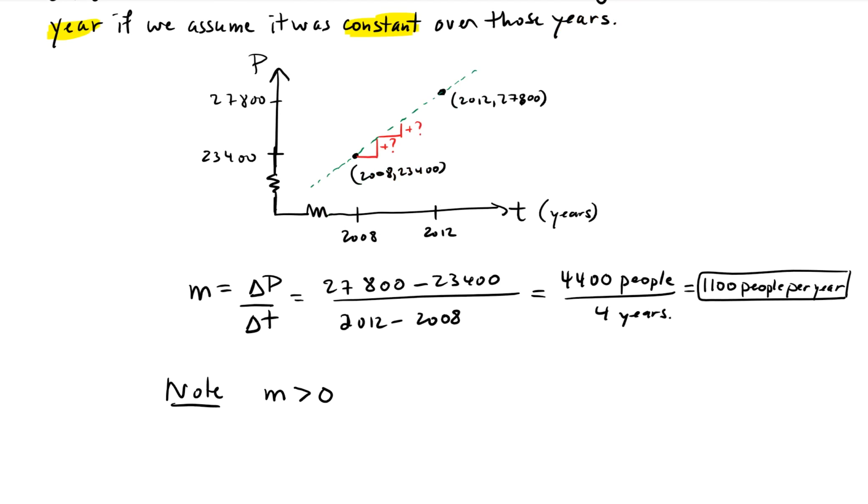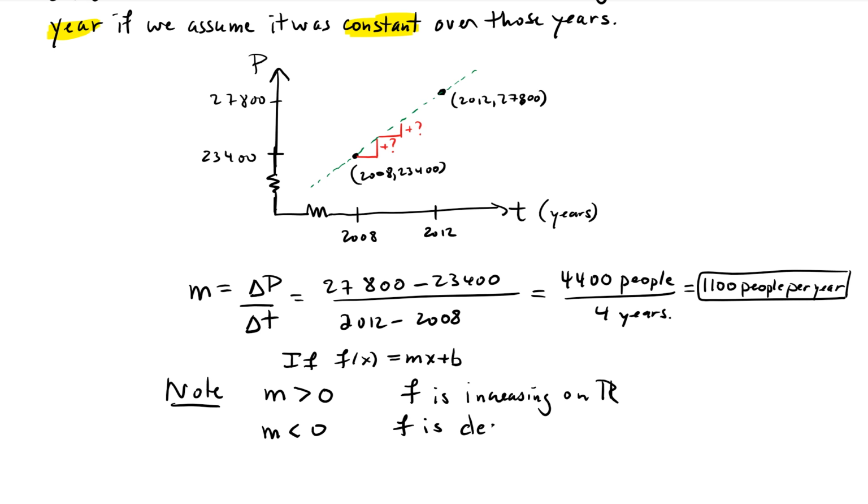So if m is greater than 0, our function is going to be increasing on R. Let's start with this: if f of x equals mx plus b, so if I'm dealing with a linear function, if m is greater than 0, it's increasing on R. If it's less than 0, f is decreasing. And finally, if m is 0, it's basically f of x is b.